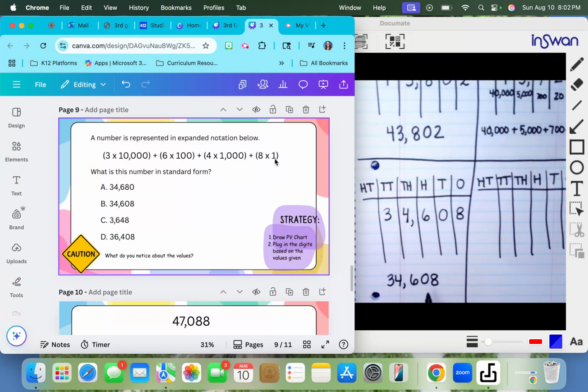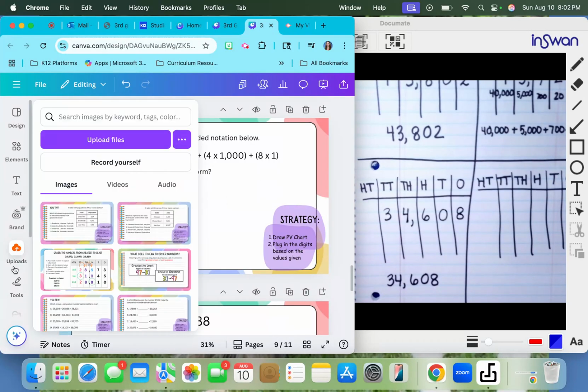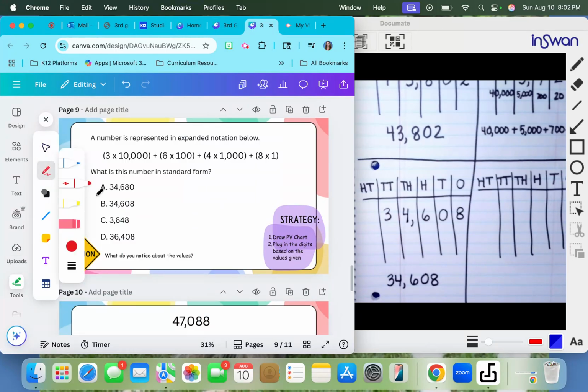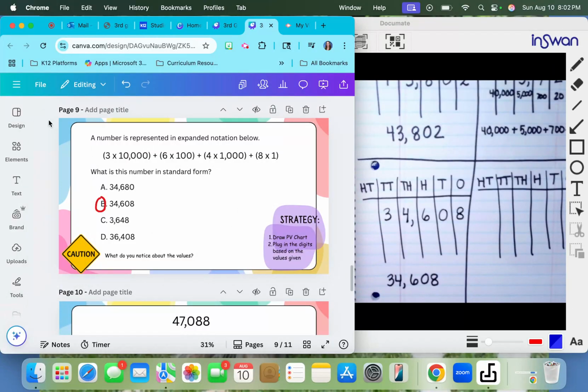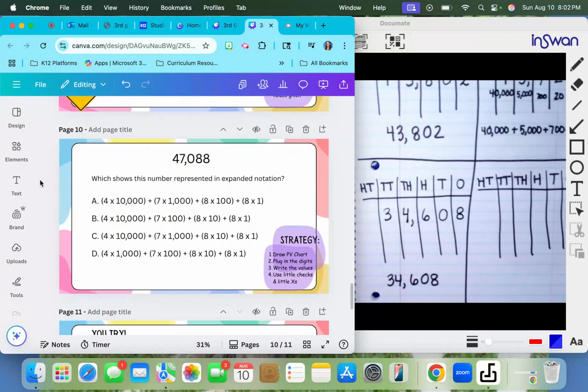Look closely. B matches ours. Good job. They threw two tricks in on this one. They mixed up the order of the values and they had a sneaky zero in the tens place. So they really tried to trick us on this one, but they didn't get us because we are smart mathematicians.